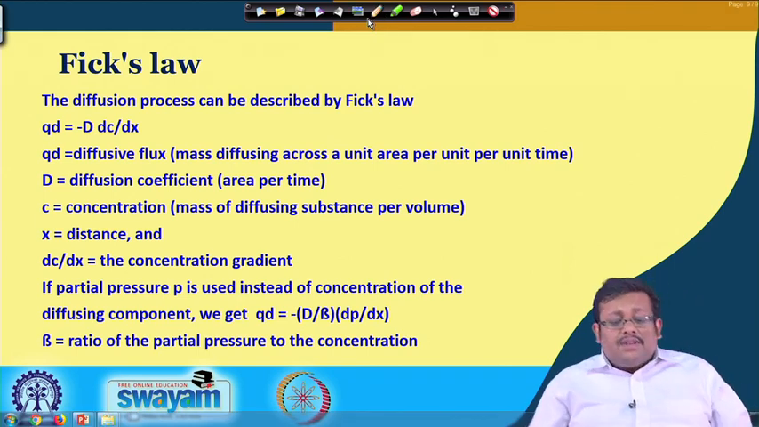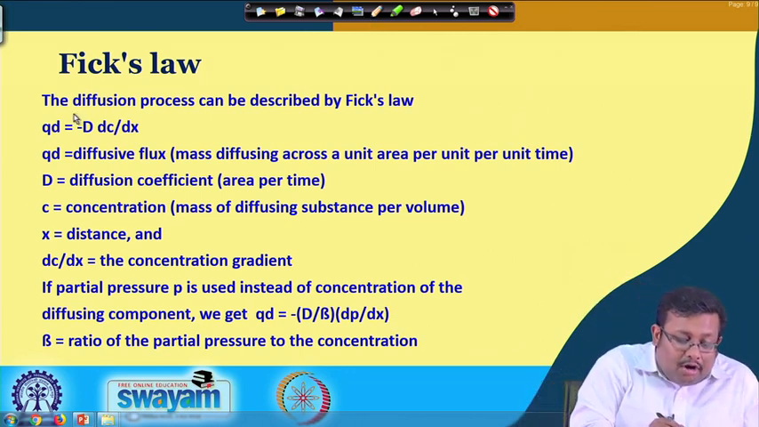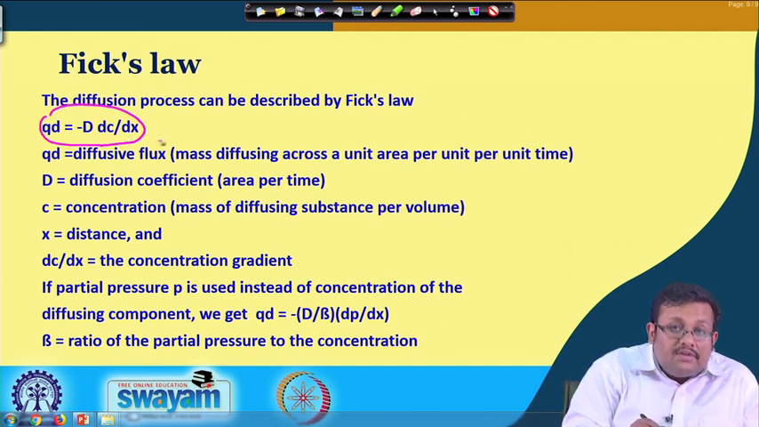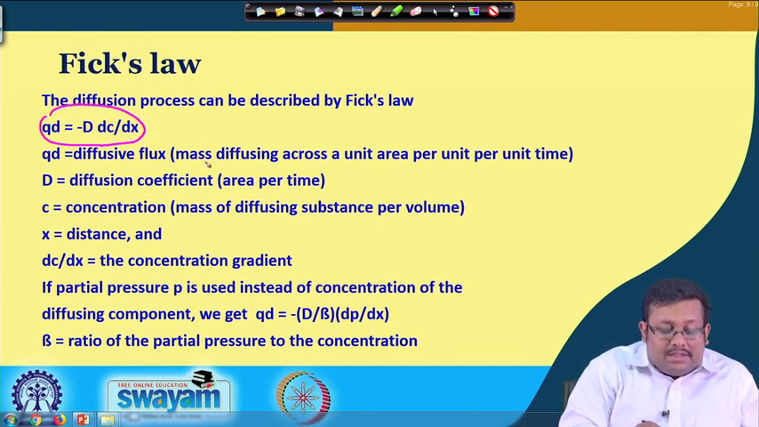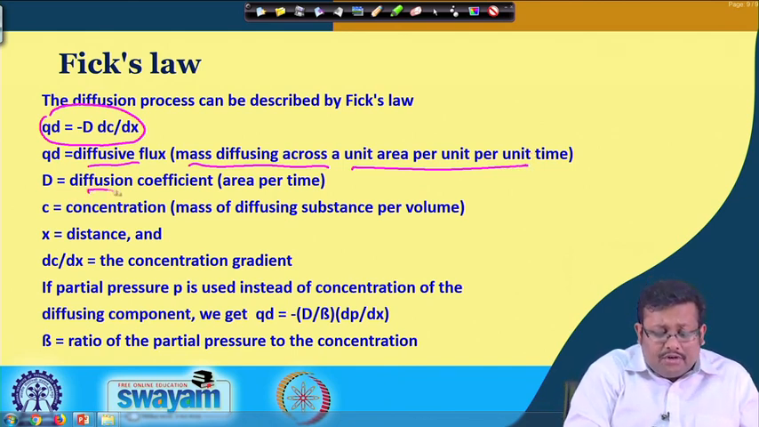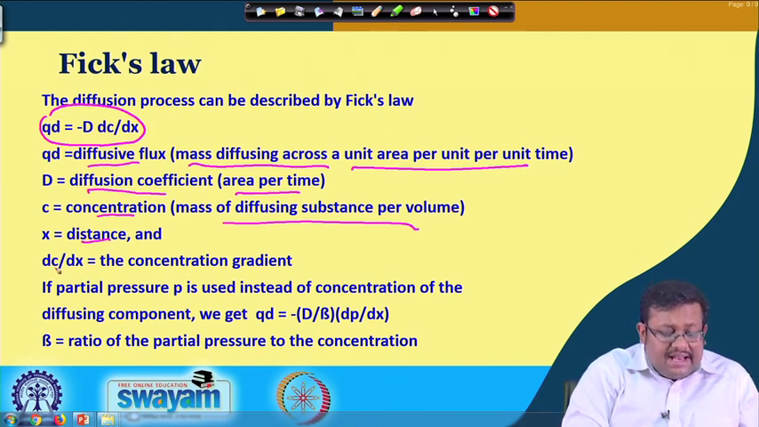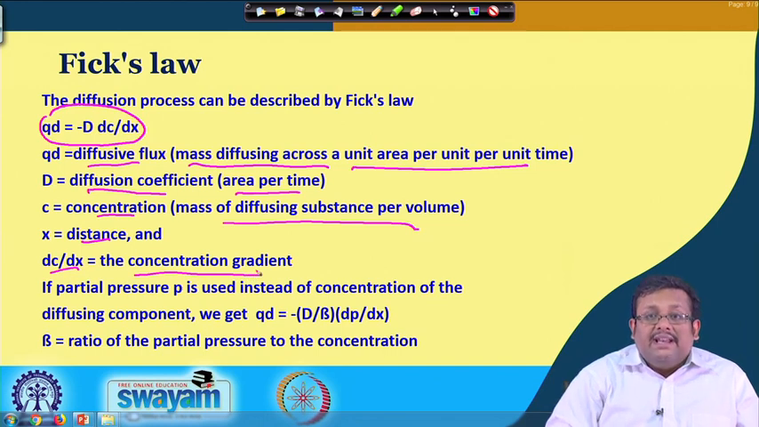Well, the diffusion process in the soil can be described by Fick's law, and generally the form of Fick's law is Qd equal to minus D into dC over dx. Here Qd is the diffusive flux, which is mass diffusing across a unit area per unit time. D is the diffusion coefficient, that is area per time. C is the concentration, which is mass of diffusing substance per volume. x is the distance, and dC over dx is the concentration gradient.